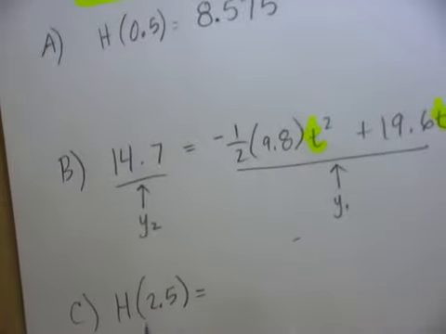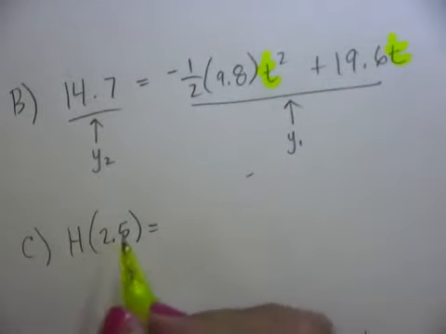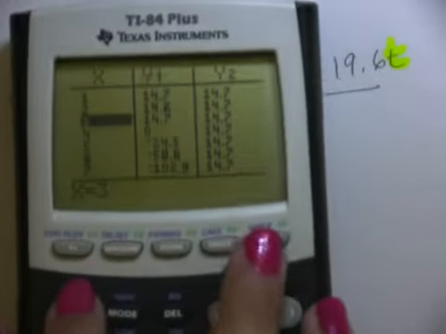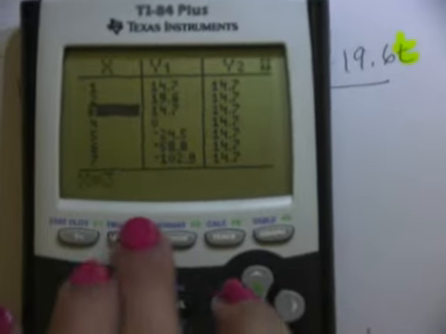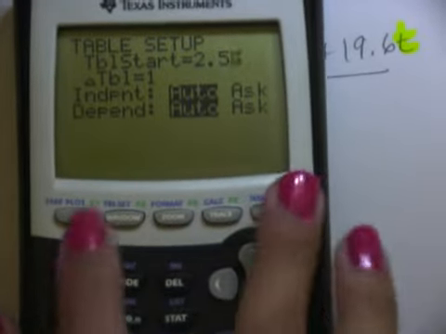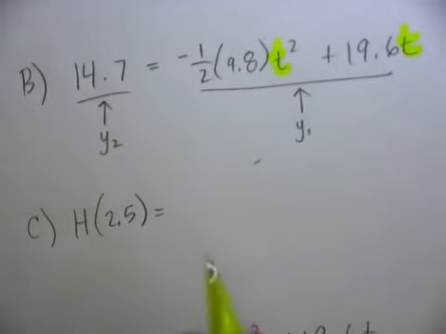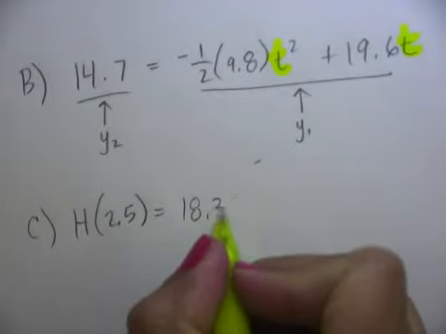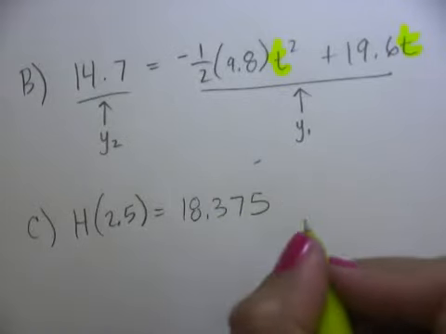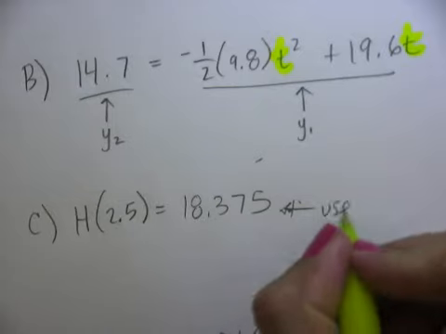Next, part C was very similar to part A. It just wants to know what will be the height when the time is 2.5. So using our calculator, it's really nice. I'll just go to table set, start at 2.5, go to my table, and there I am at 18.375. Okay, and of course I need to make a note here that I use the table on my calculator.